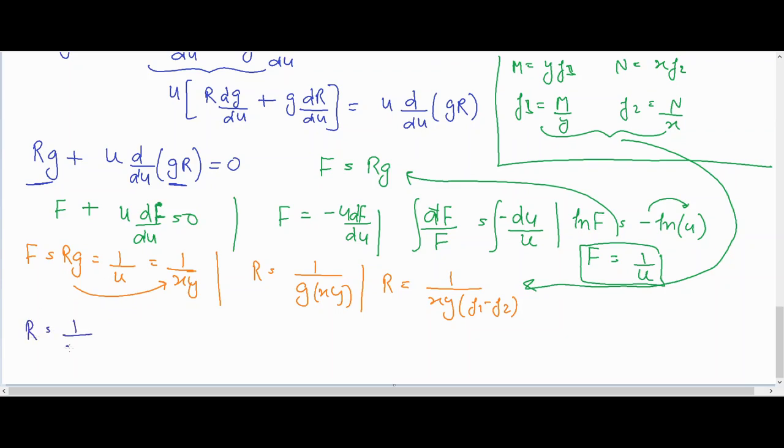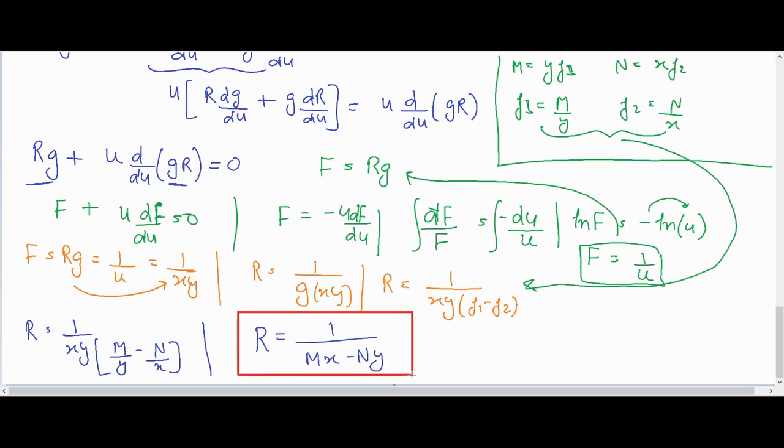So after doing that we will get r is equal to 1 by xy times f1, which is m by y, minus n by x. Now you divide this in the bracket and finally you will get r is equal to 1 divided by mx minus ny. So this is the integrating factor for converting them to an exact differential equation, and you can see that this is exactly what we called rule number 3, the integrating factor of rule number 3, right? So that's how we derive the integrating factor of rule number 3.